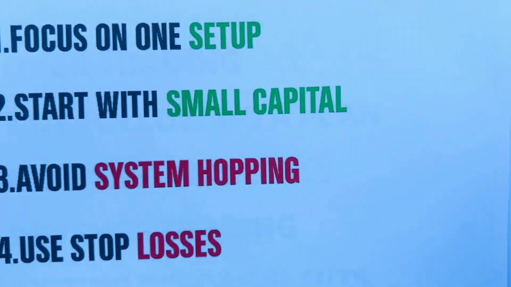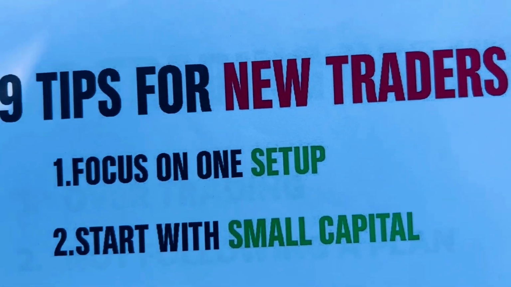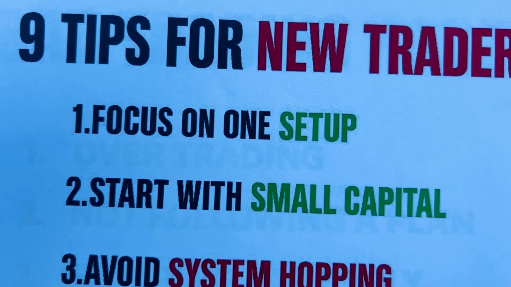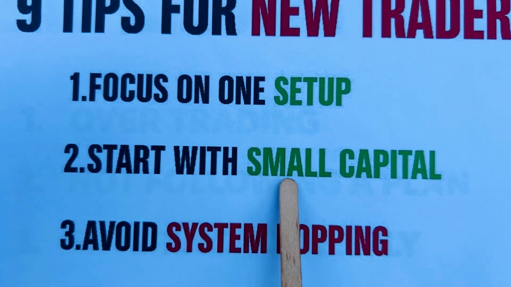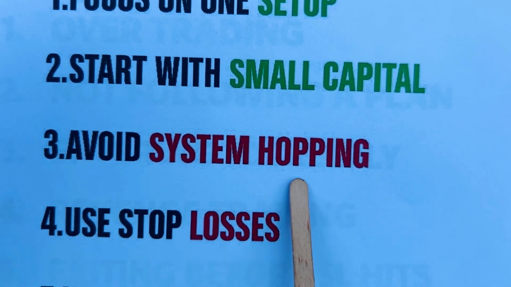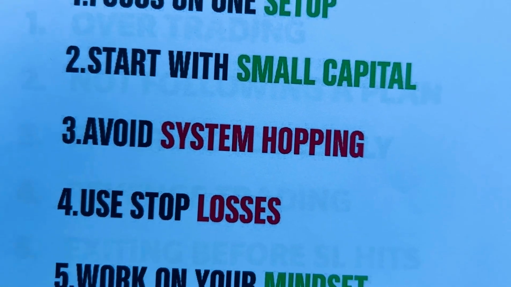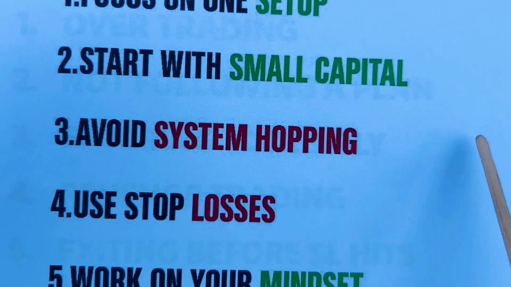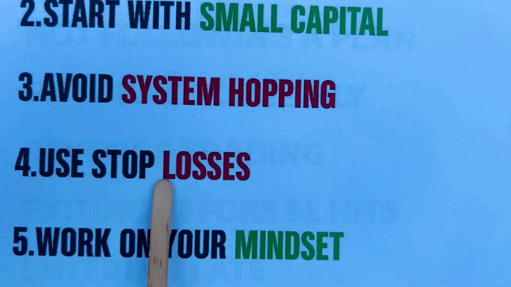But I want you to understand that once we trade in the market, we must make sure that we know. These are the tips that I will share with you. Tip number 1, focus on one setup, which is focusing on the strategy, right? And start with a small capital if you'd like to go to a live account, and make sure that you avoid system hopping. Avoid getting to, like, I want to use a robot, I want to use that. Avoid that. Make sure that you always use a stop loss.